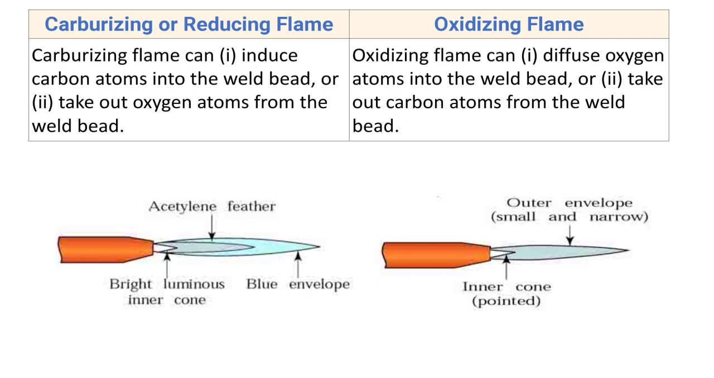Now the oxidizing flame. Oxidizing flame can diffuse oxygen atoms into the weld bead or take out carbon atoms from the weld bead. As the oxidizing flame induces oxygen into the weld bead, hence its name is oxidizing flame. So it creates the oxidation process, and that is why sometimes this oxidizing flame is not desirable for welding.